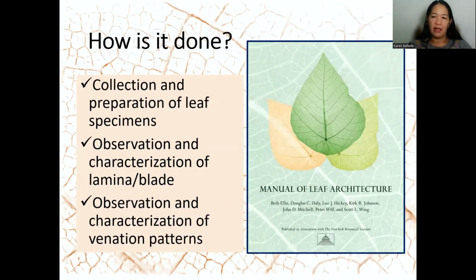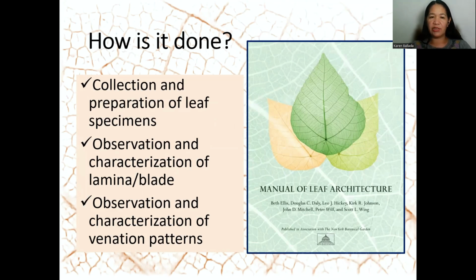How is it being done? Basically, leaf architecture analysis is done in three main steps. So the first one is the collection and the preparation of the leaf specimen, followed by the observation and the characterization of the lamina or the blade, and lastly, the observation and characterization of the venation patterns.